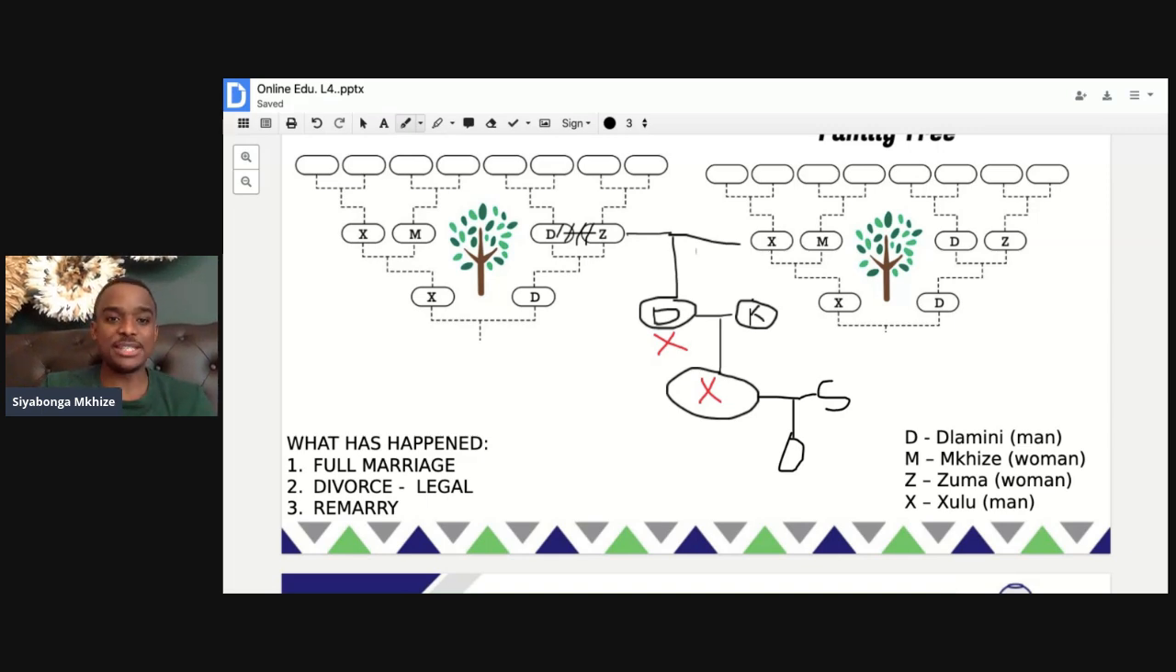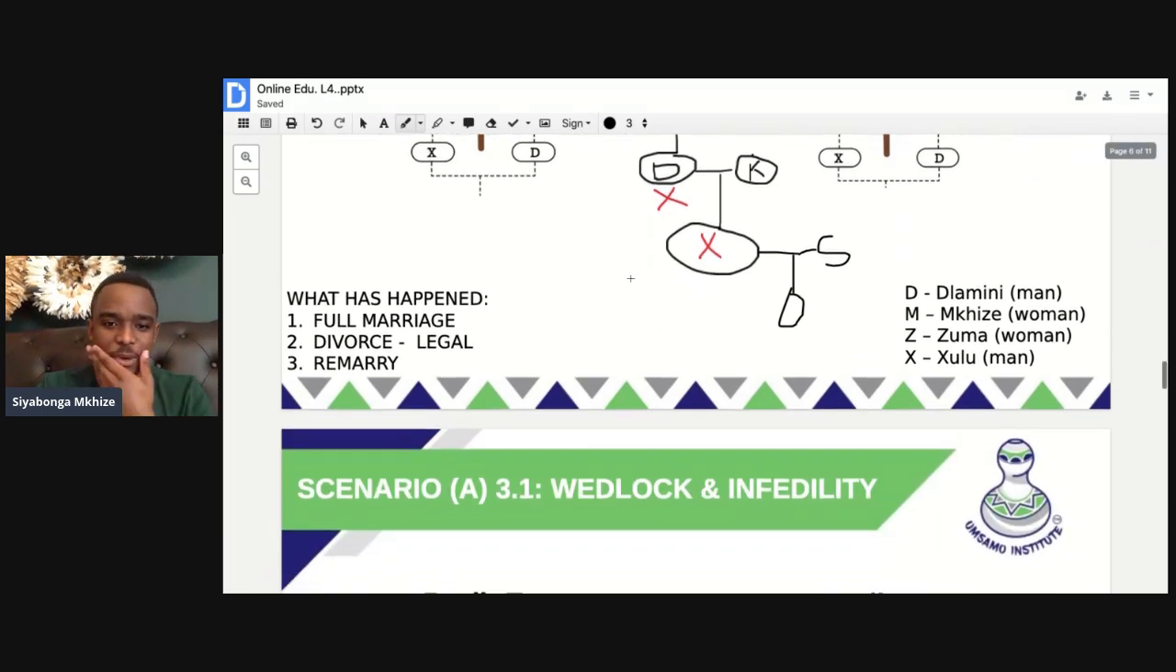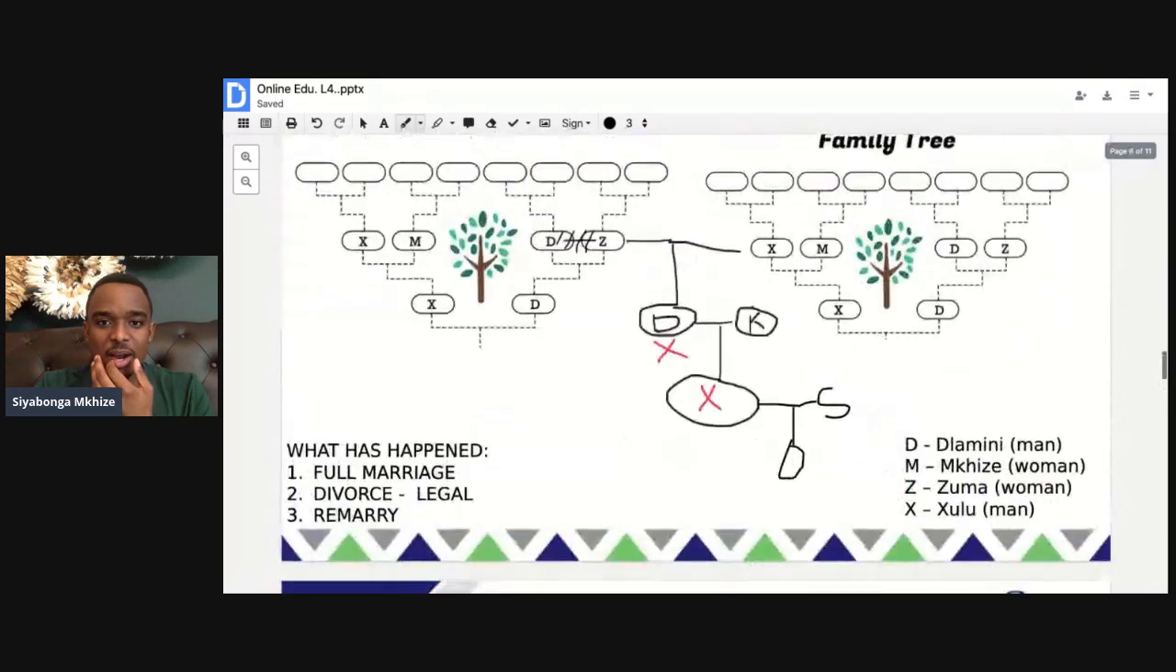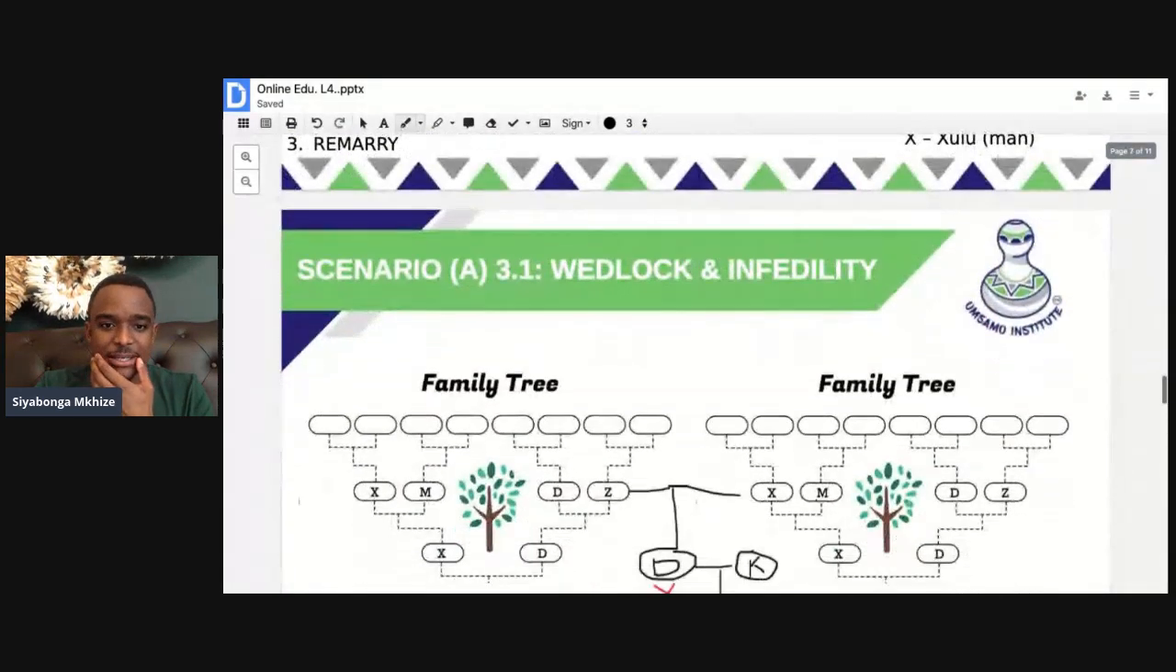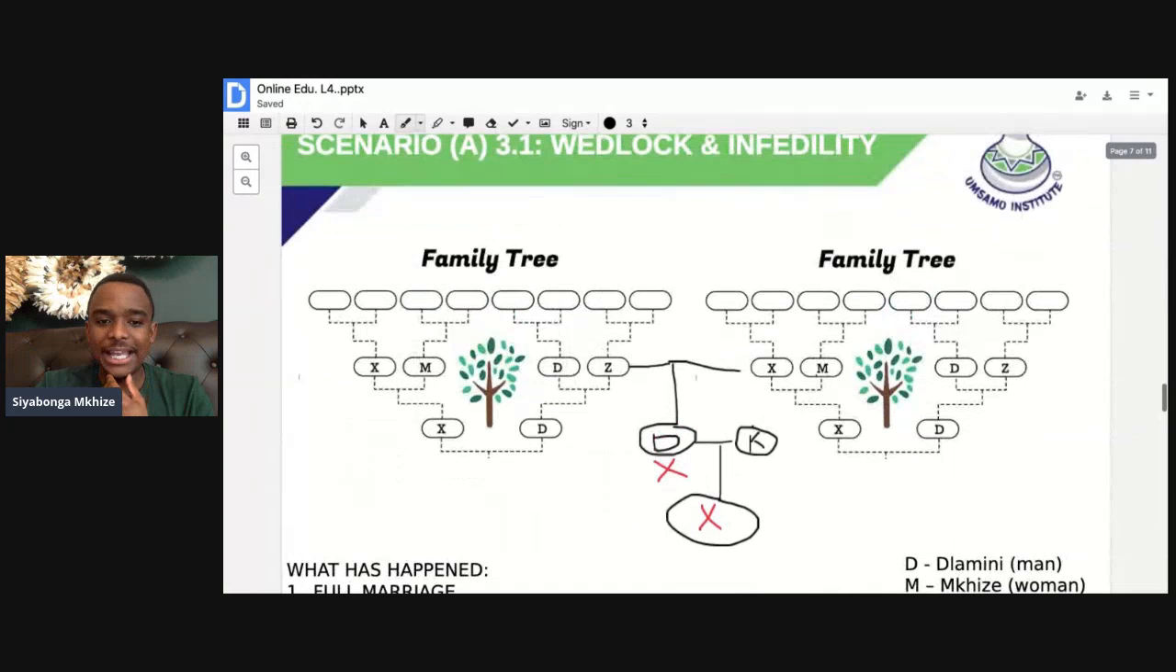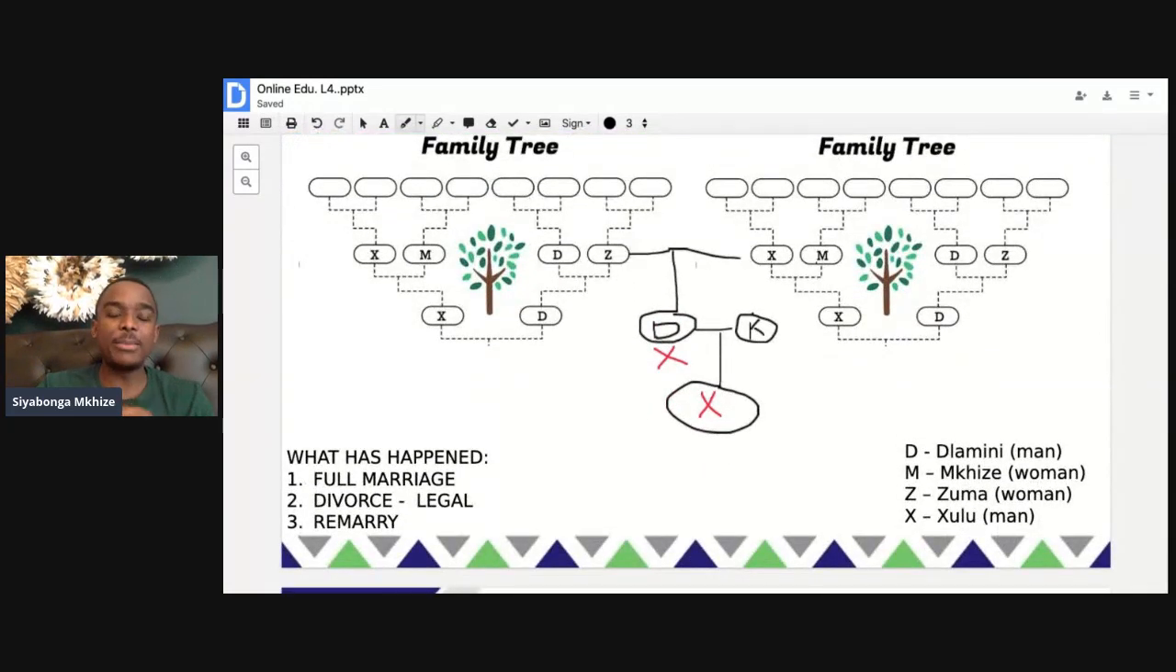Okay, back to the presentation. Right. So now I want to look at wedlock and infidelity. I'm going to be covering it from both sides, so both male and female. So what happens if the father cheated? What happens if Umazuma cheated? And I'm going to be looking at it from that angle.